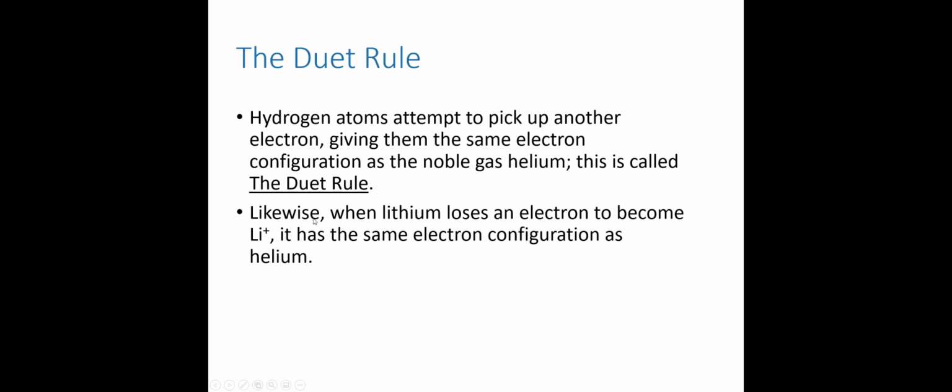Lithium similarly has 3 electrons. It has 1 valence electron because it's in group 1A. And when it loses that 1 valence electron, it has the same electron configuration as helium, a noble gas. So these atoms are going to seem a little bit different than the others, but they're following a very similar rule, the Duet Rule. And for our purposes, it really is only going to apply to hydrogen and lithium, and it's most important for hydrogen.